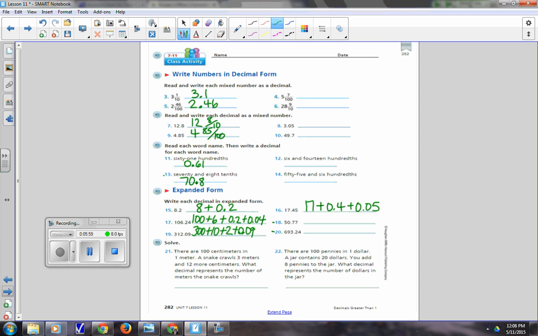There are 100 centimeters in 1 meter. A snake crawls 3 meters and 12 more centimeters. What decimal represents the number of meters the snake crawls? So 100 centimeters in 1 meter, and the snake crawls 3 meters. So it's 3 and 12/100 meters. The way I got that is it's 12 out of 100. I want you to try 22, and we will talk about that in small group tomorrow.